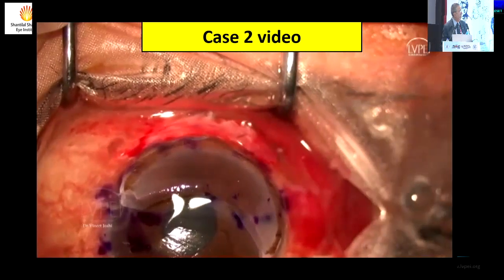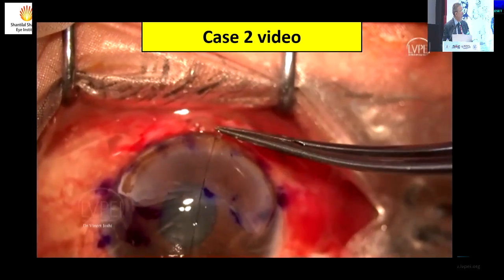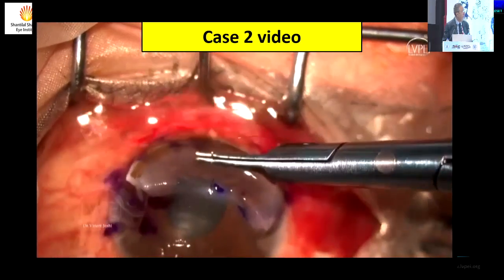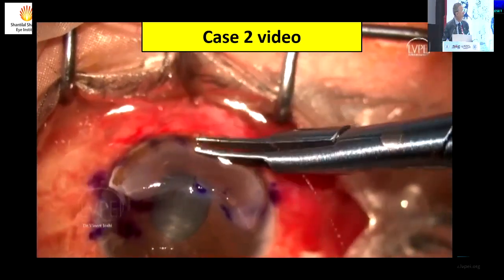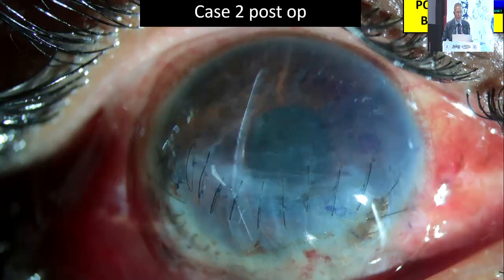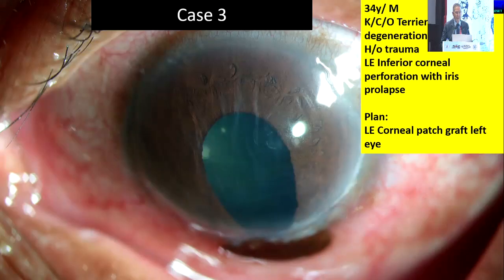This is Dr. Somashila's video. Evidently, she's in love with that marking pen. It's from my colleague. And then the rest is tailoring. Post-op, this patient actually had 20/60. So it's possible to get fairly useful vision if it's in the periphery.